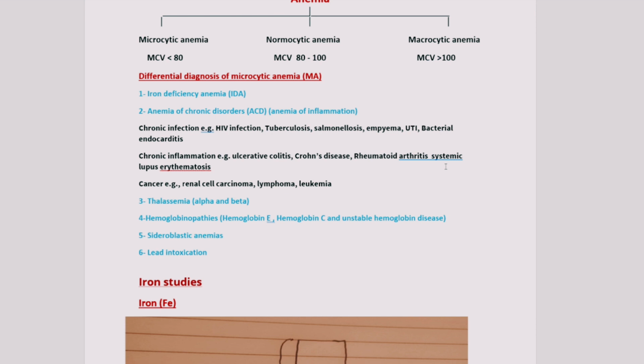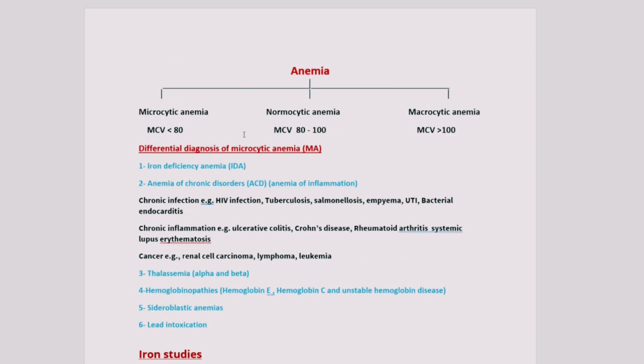Do you know that 27% of the world's population are anemic, and more than 50% of whom have iron deficiency anemia? In clinical practice, anemia is classified according to MCV into microcytic, normocytic, and macrocytic anemia. This classification markedly narrows the differential diagnosis that you need to consider for each individual patient.